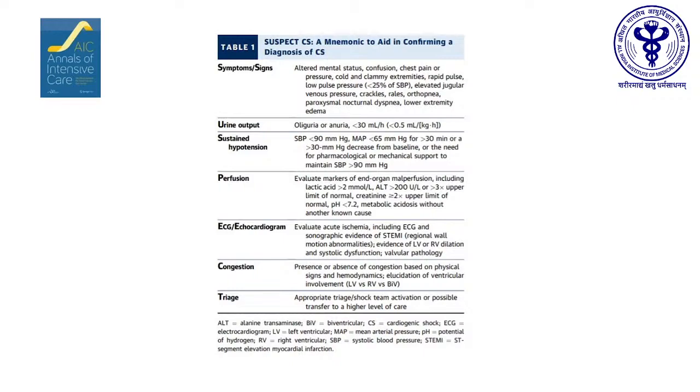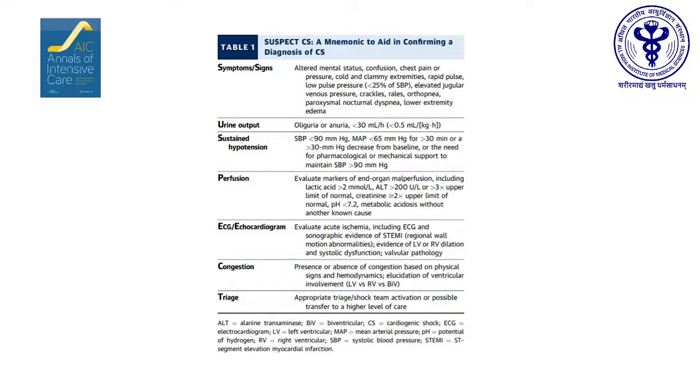So SUSPECT CS: signs and symptoms, which include altered mental status, confusion, chest pain, low pulse pressure, cold clammy extremities, crackles, rales, orthopnea, PND, lower extremity edema, etc. Urine output, defined as oliguria or anuria, less than 30 ml per hour. Sustained hypotension, that we have already discussed: an SBP less than 90 mmHg or a MAP less than 65 for more than 30 minutes, or a 30 mmHg decrease from the baseline, or the need for pharmacological or mechanical support to maintain an SBP more than 90 mmHg.